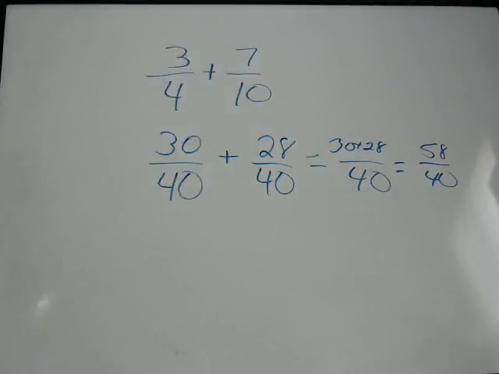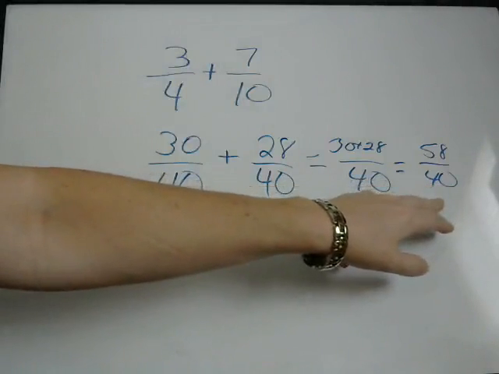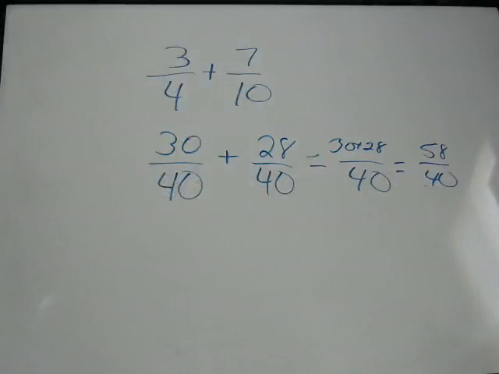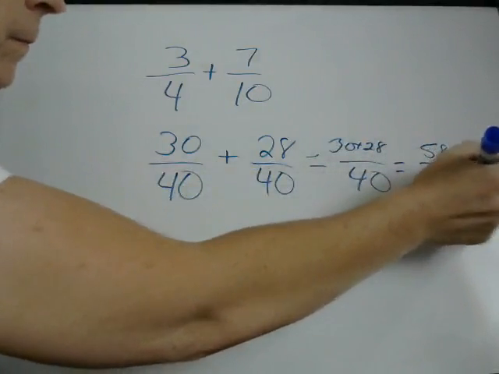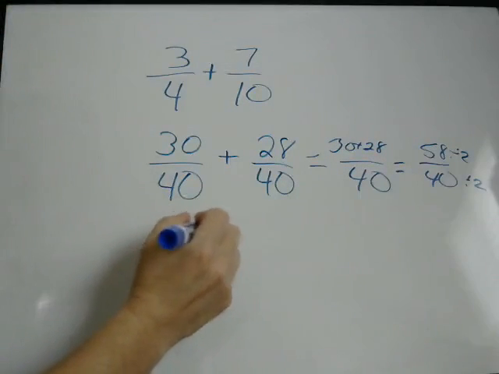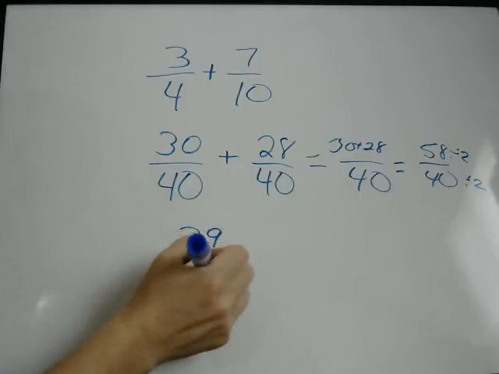40ths. Now this is not in lowest terms, and on the test they're probably going to have it in lowest terms. So if you don't know how to put this in lowest terms, you need to watch the video on Facebook about fractions, putting things in simplified form or lowest terms. But quickly we can see that we can divide the 58 and the 40 by 2. So we're going to divide by 2, and we end up with 29 over 20.